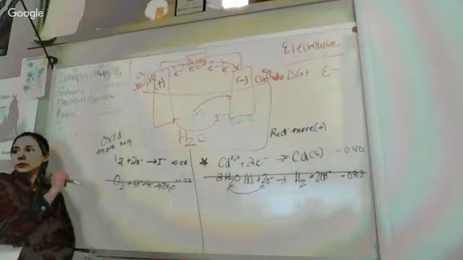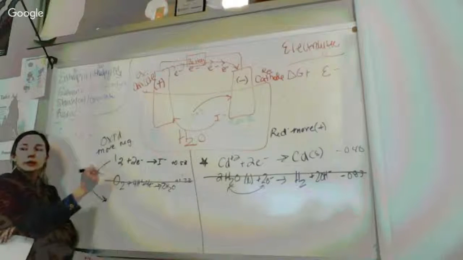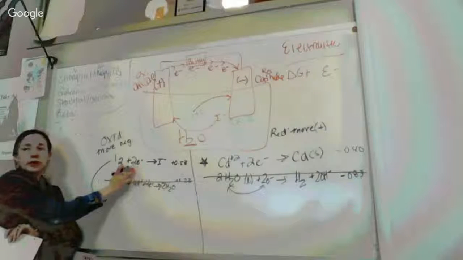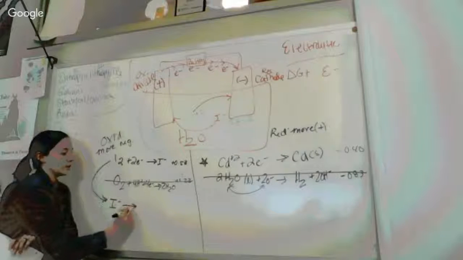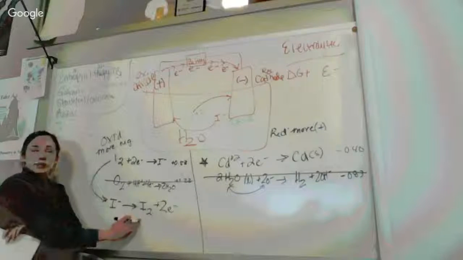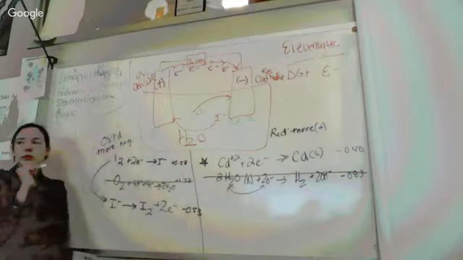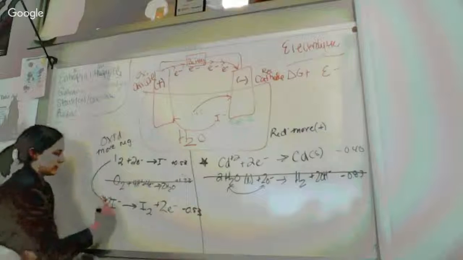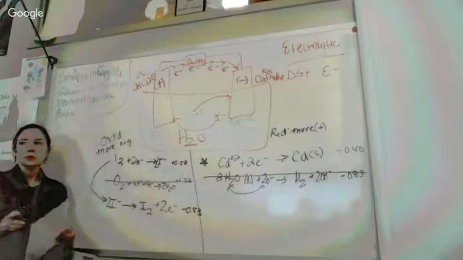So far so good. Just like in galvanic, this is my anode reaction, so you want to show it as actually losing electrons. Right now it looks like it's gaining electrons. So we flip the reaction around to show that I minus is the one losing the electrons and turning into I2. That causes me to flip the sign from 0.53. Oh yeah, sorry, I must have just not carried that over.